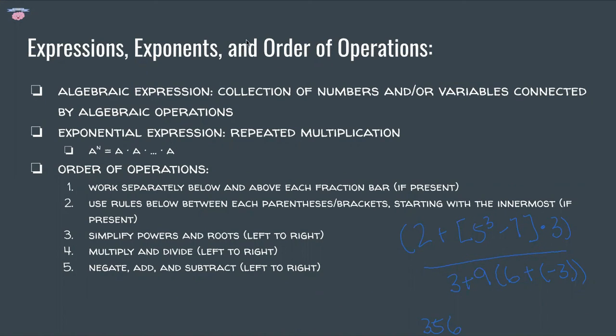On the other side, the denominator, the innermost parentheses has negative 3, we can take that out. And we'll turn it instead into 3 plus 9 times 6 minus 3. And this becomes 3. So it'll become 3 plus 9 times 3. And this is just 30 if we calculate it. So now you get 356 divided by 30. And this simplifies into 178 divided by 15.